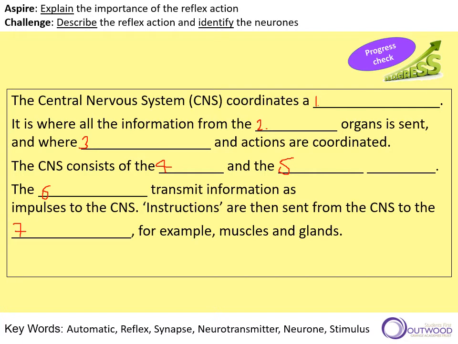So let's give you some hints about what some of the answers could be, and not in order. One of the answers could be effector. Another answer could be sensory. Spinal cord. I think I've kind of given it away. Response. Reflex action or reflex. Nerves. Neurons. And brain. So they're the answers that you could possibly have.